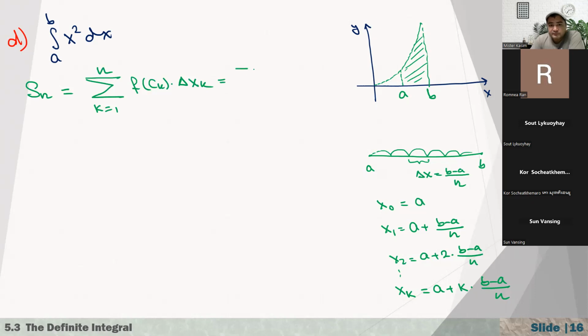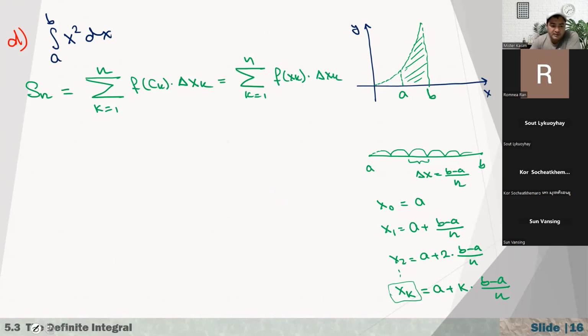So now, sum from k equals 1 to n. What is f of ck? F of ck is here, f of xk. I can just choose this xk. It doesn't matter. I can choose any point from the subinterval from x sub k minus 1 to x sub k. If I just take this one, so here I have f of x sub k times delta xk, right?